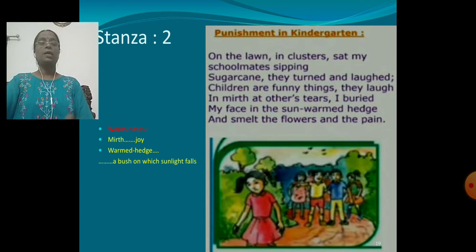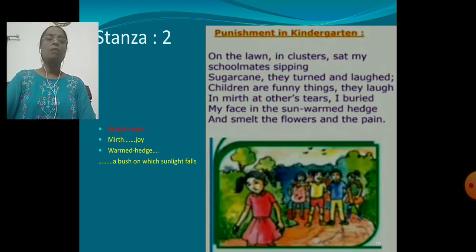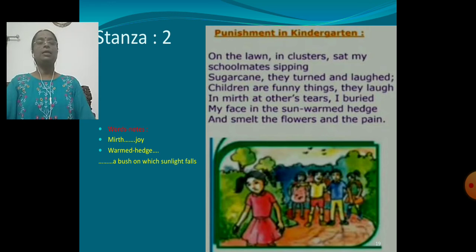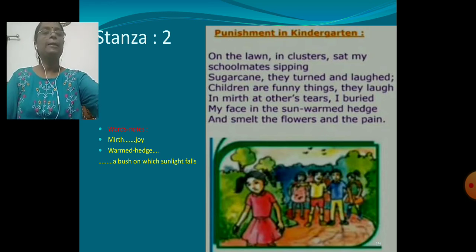So word notes I have already given in this slide. The word mirth means joy. Warmed hedge means a bush on which sunlight falls.